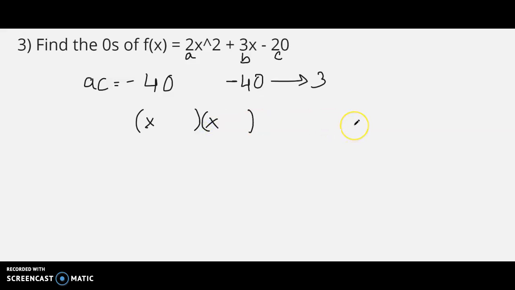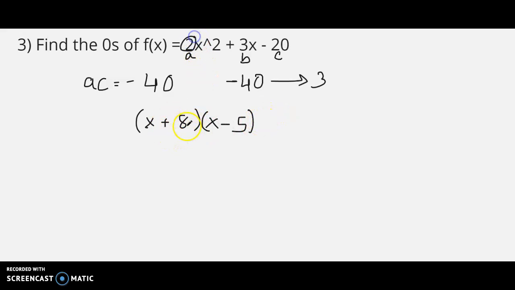Think of all the factors of negative 40. We got 2 and 10, 8 and 5, 40 and 1, 20 and 2. The one that's going to work to satisfy this scenario is an 8 and a 5. And not just 8 and 5, we need the right signs on that. Positive 8 and negative 5 as opposed to negative 8 and positive 5. If we add positive 8 and negative 5 together, we get positive 3. So this is going to work.